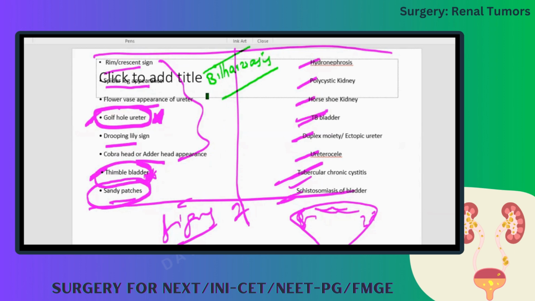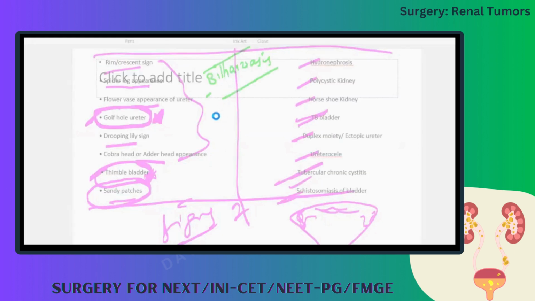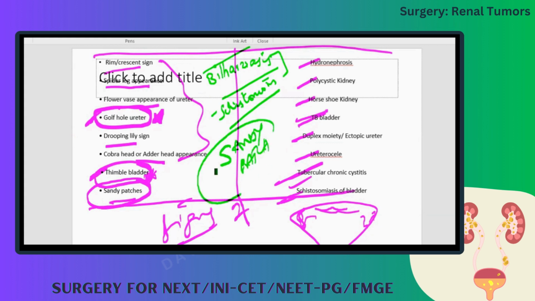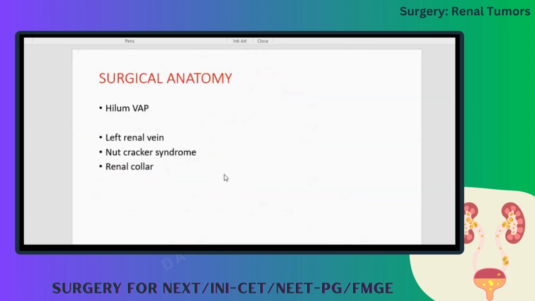Okay, even if the option is bilharziasis or schistosomiasis, I am concerned only with one word. What is that? Sandy patch. Yes. If sandy patch is there, then the answer is this. Okay, it's very important. So this completes the tumor part also. Stones part, infections, tumors are complete.